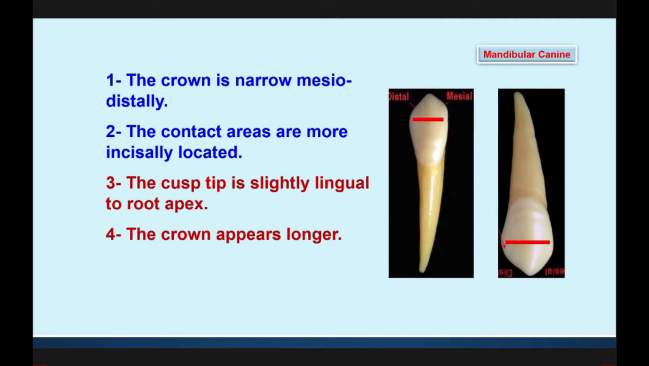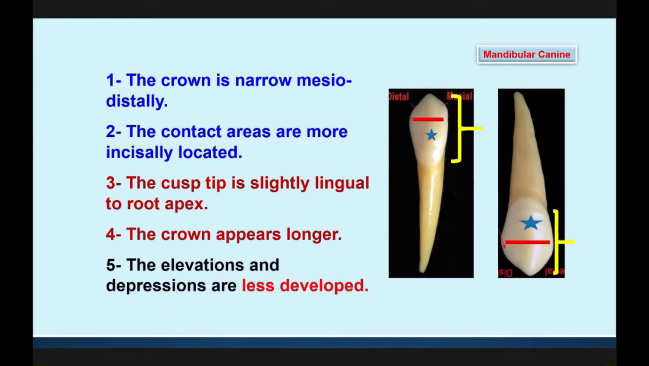The cusp tip is slightly lingual to the apex. As usual, all the lower teeth are a little bit lingually tipped, so that the upper teeth can cover the lower teeth buccally. The crown appears longer. So the mandibular canine is a little bit longer and less wide. Maxillary canine is more wide and a little bit less long than the mandibular canine. This is one measurement. The elevations and depressions are less developed. In case of lower canine, all the elevations and depressions are a little bit less developed.